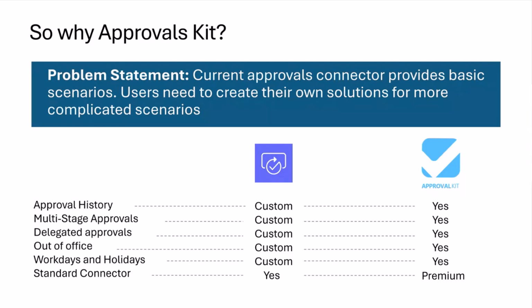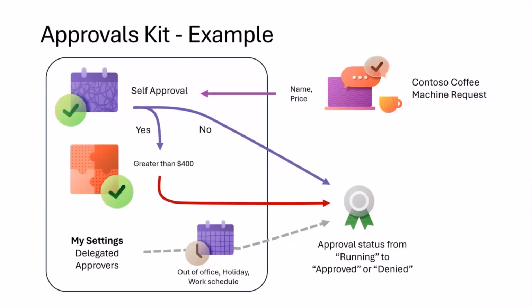Whereas with the approvals kit, we bring all those things together into one kit, and we use some of the premium features of Dataverse and custom connectors to bring that together. So that's probably some of the key differences from a high level. What I want to do now is switch gears and show you an example of what this looks like.